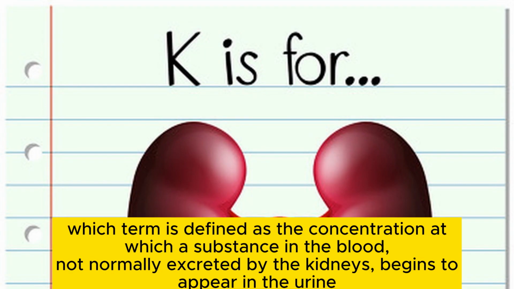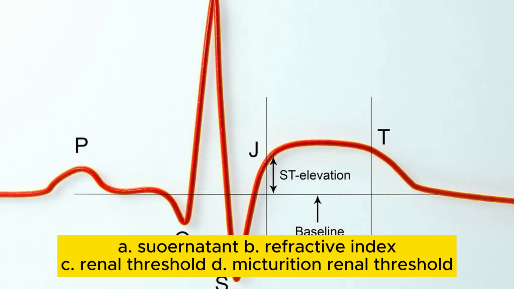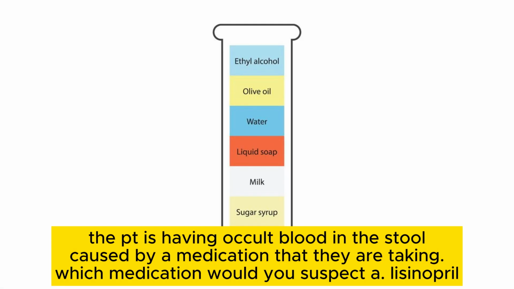Which term is defined as the concentration at which a substance in the blood, not normally excreted by the kidneys, begins to appear in the urine? A. Surnotin. B. Refractive index. C. Renal threshold. D. Micturition. Answer: Renal threshold.